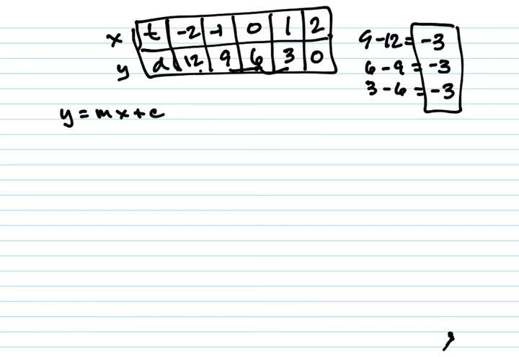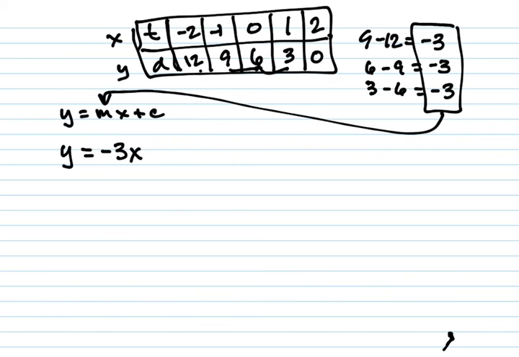And the common difference becomes your m, the number in front of your x. So now we have this part. Whatever that common difference is, it simply replaces your m. Okay? It just becomes the coefficient.